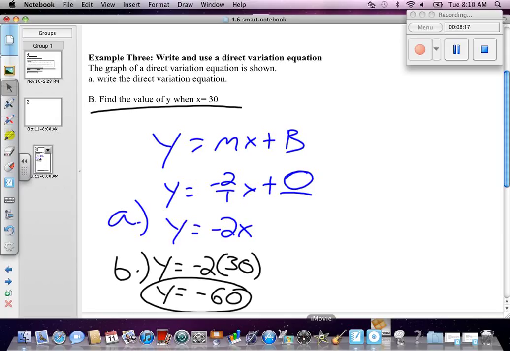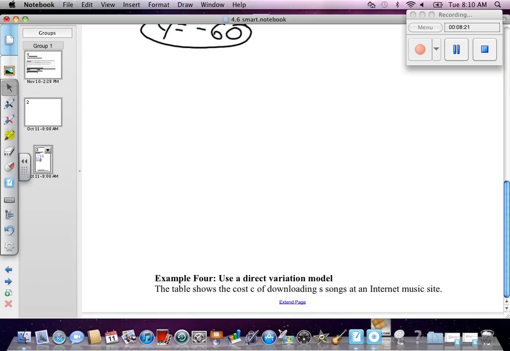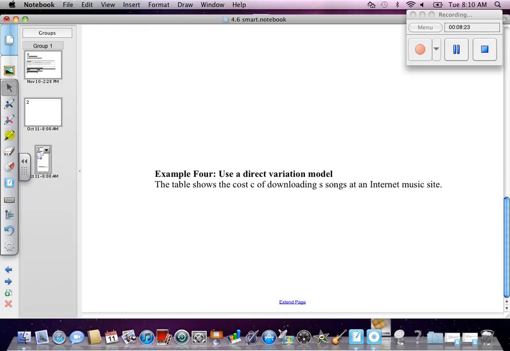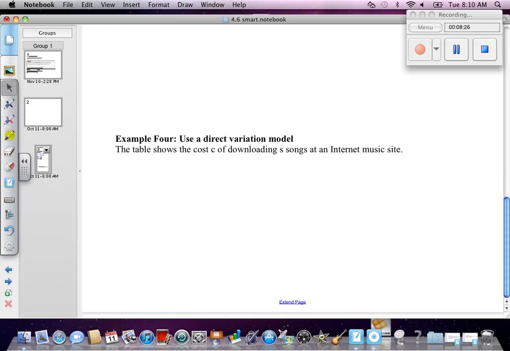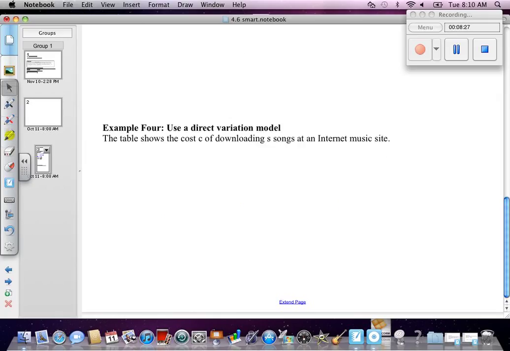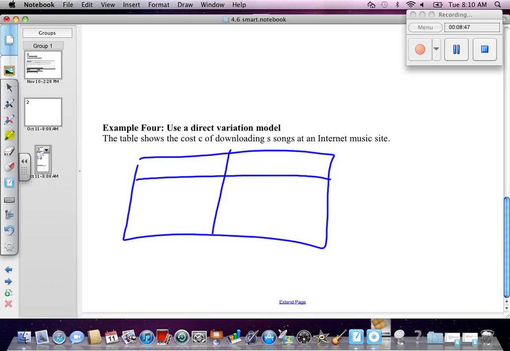Okay, let's go down to example 4. All right, let me draw this table quickly. So I've got this chart with number of songs, and this should say cost, C in dollars.